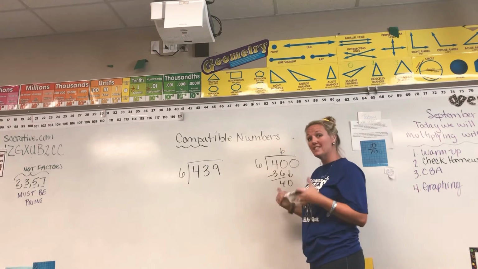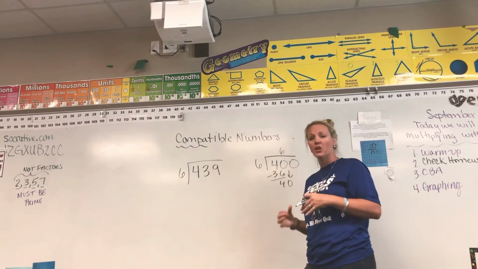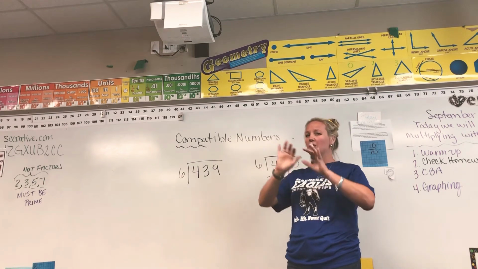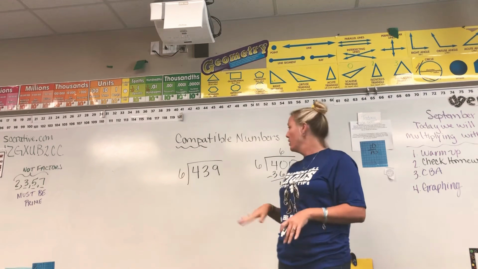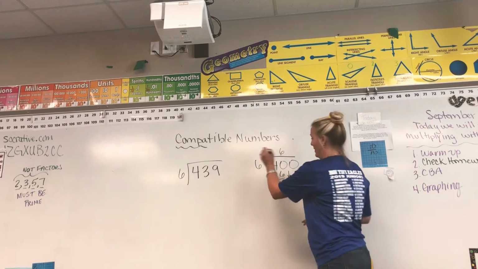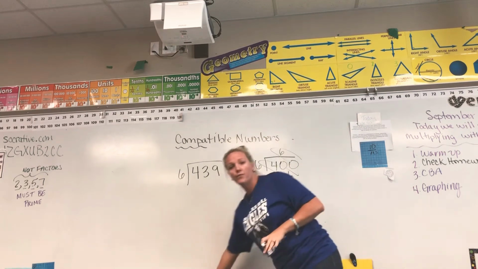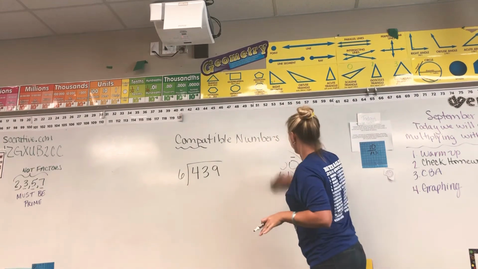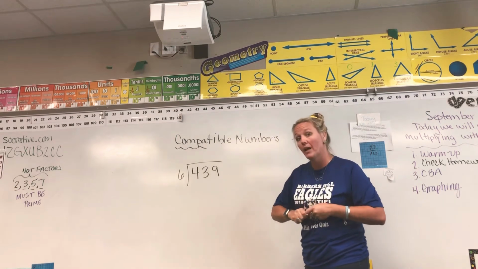So remember, estimating, we're supposed to have an easy time. It's supposed to make our life easier. We're getting an idea. We're just getting a jump start to what we're trying to figure out for the answer. So regular rounding is out the window. We are not doing that for division, okay?